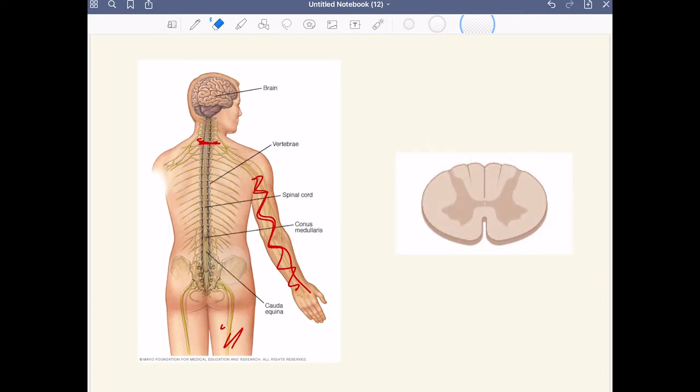All right, the last thing I want to talk about is what we call autonomic dysreflexia.